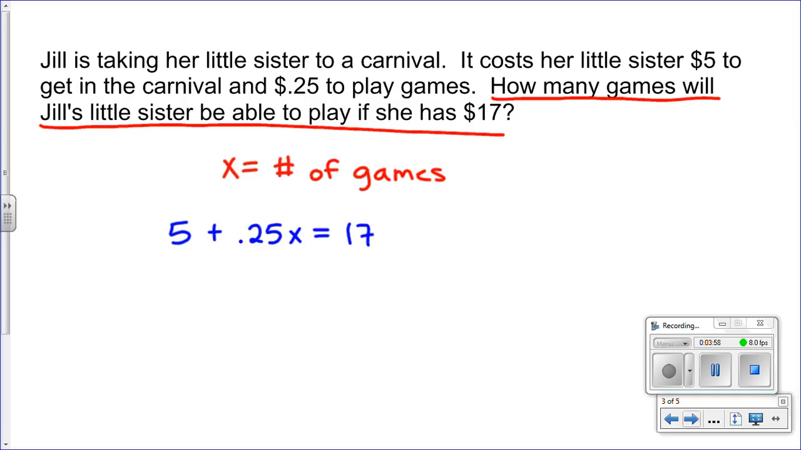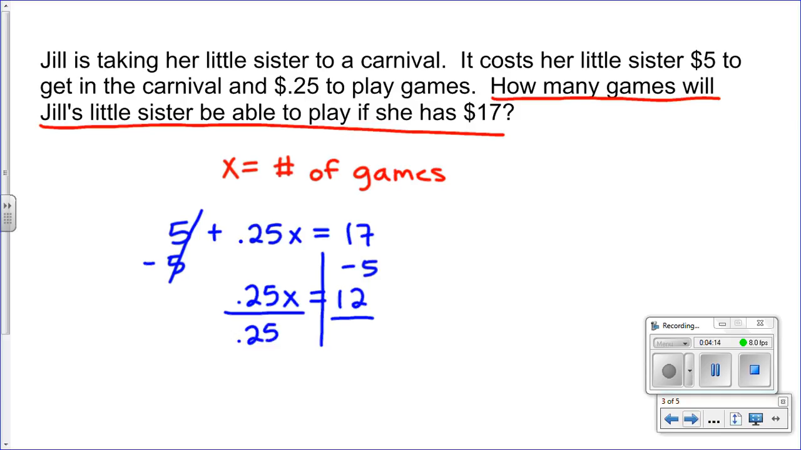Okay, then I want to solve from here. So I need to subtract 5 from both sides. And divide by 0.25. That gives me 48. So Jill's sister can play 48 games.